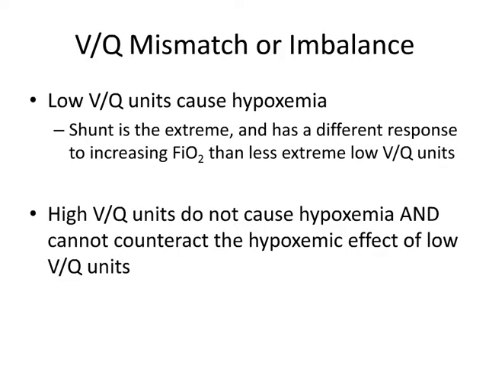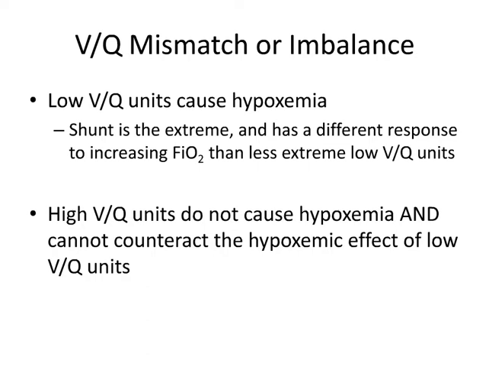VQ mismatch or imbalance is the next cause of hypoxemia we'll consider. Note that low VQ units cause hypoxemia. By contrast, high VQ units do not cause hypoxemia. Further, they cannot counteract the hypoxemic effects of low VQ units.